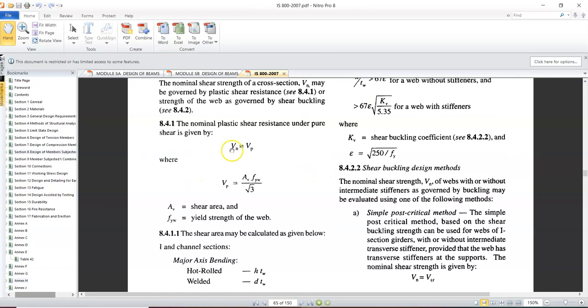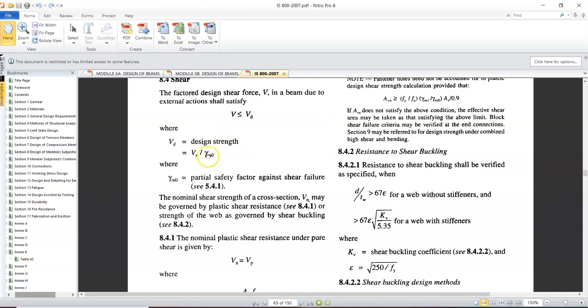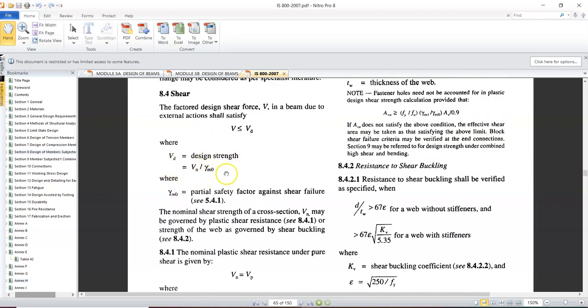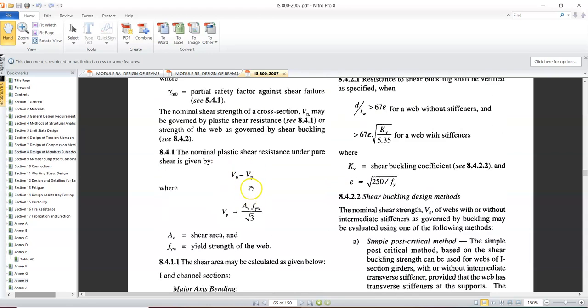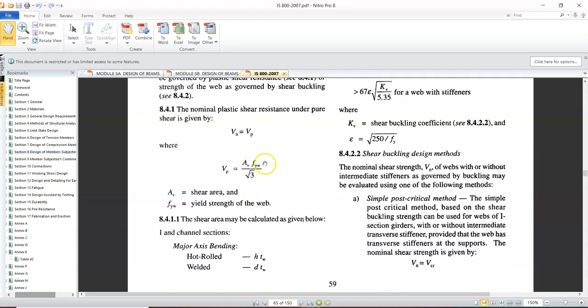So now the same formula is given here. Vd is equal to Vn by gamma m naught. Vn is equal to Vp, and Vp is equal to AV into Fyw divided by root 3. AV is nothing but the shear area. For I section, I and channel section, or hot rolled, that is rolled I section, it is calculated as H into Tw, H being the overall depth and Tw being the thickness of the web.